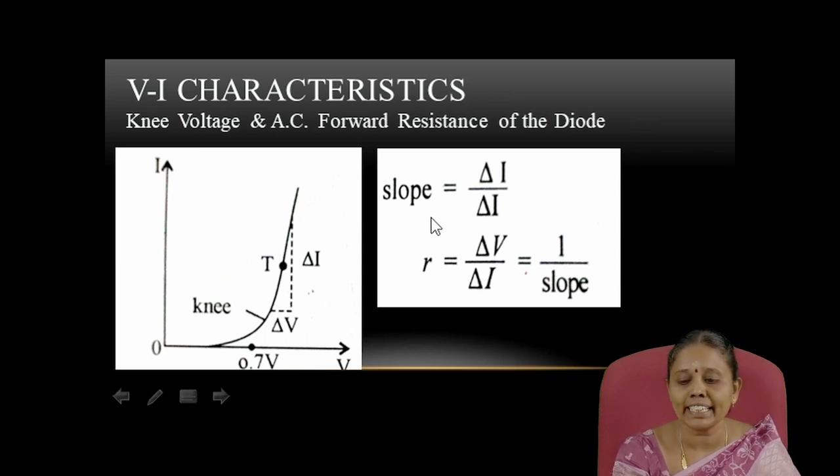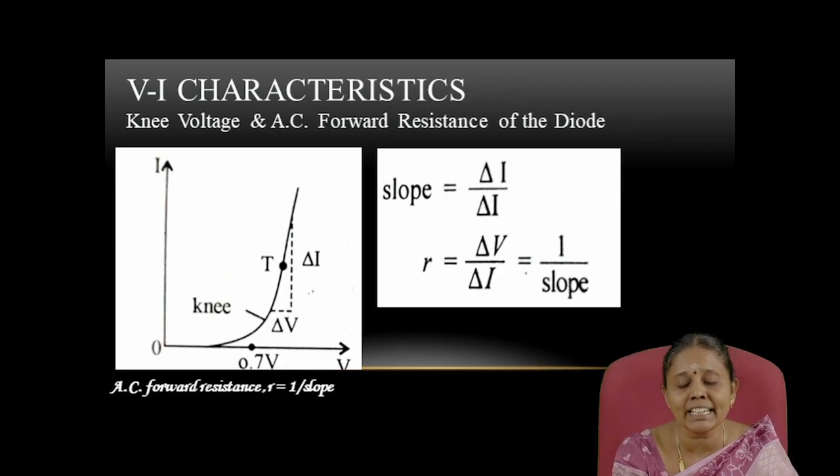So after taking the slope, we get slope equal to delta I by delta V. So R is equal to delta V by delta I, which is equal to 1 by slope. This is nothing but the AC forward resistance. So one could calculate the AC forward resistance with the help of the slope. That is, it is the inverse of the slope.